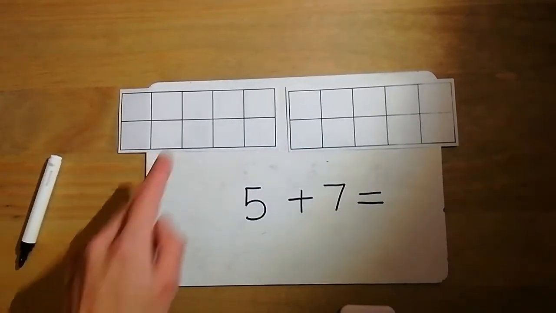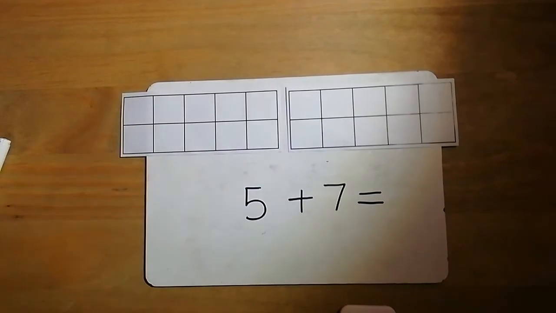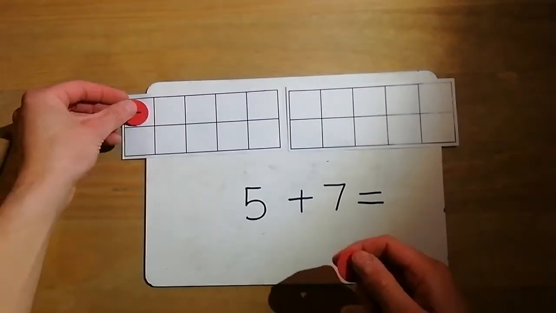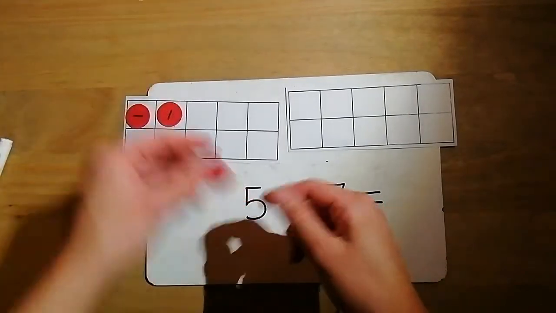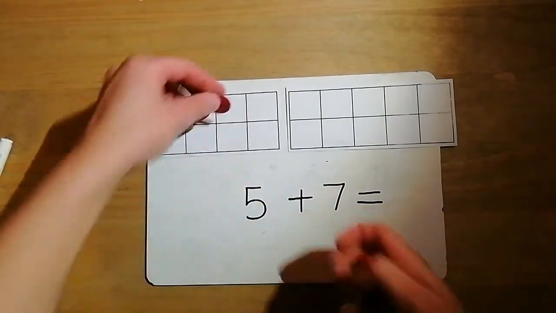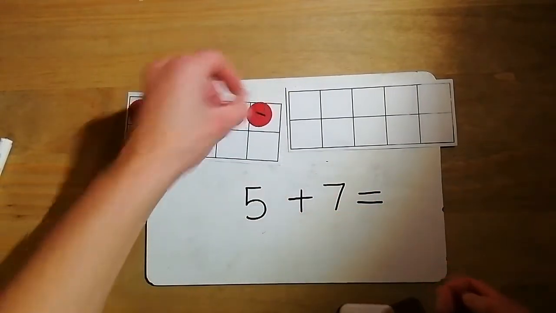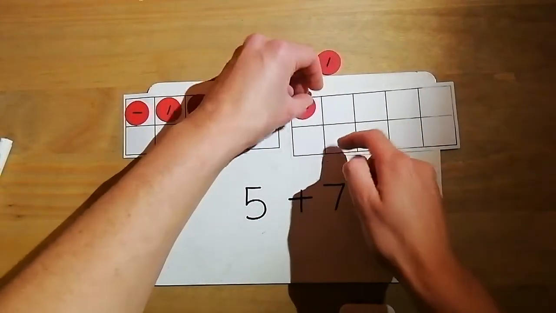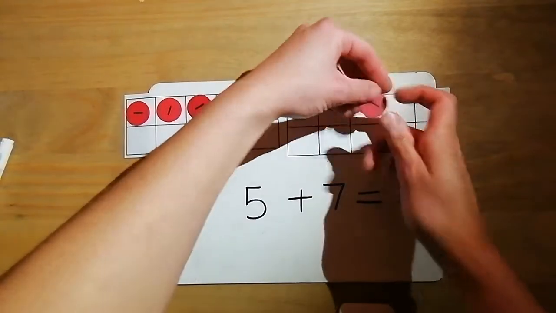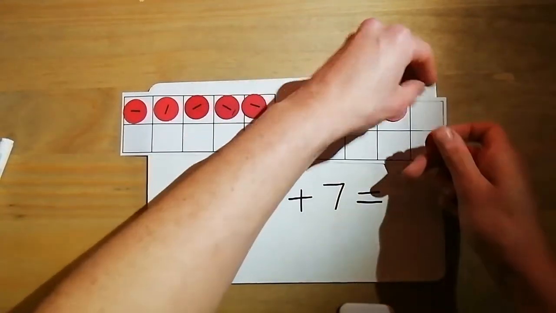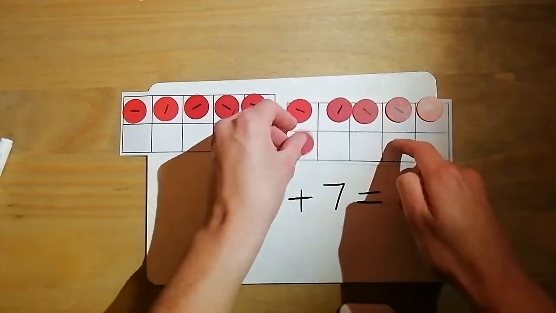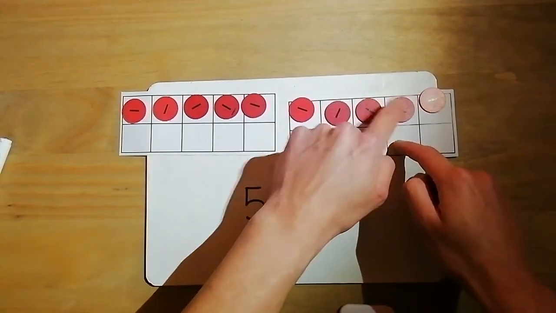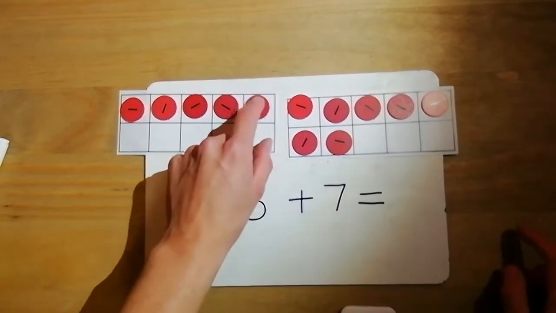5 add 7. So what I'm going to do now is represent 5 on this side and 7 on this side using my ones counters. 1, 2, 3, 4, 5, and I'm going to represent 7 on this side. 1, 2, 3, 4, 5, 6, 7. So here we can see that I have represented 5 add 7.